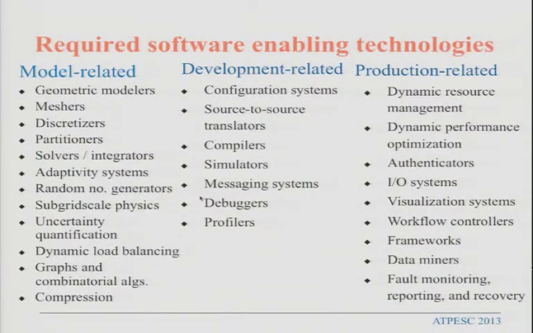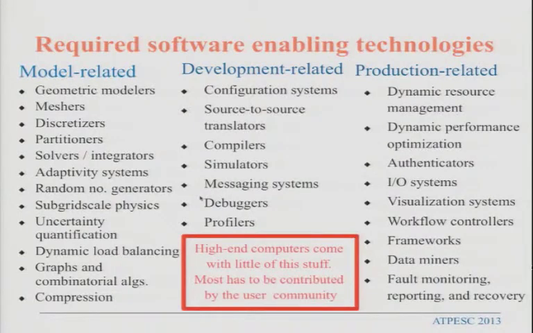Then there's all the development-related software: the source-to-source translators to make us more hardware oblivious, compilers, debuggers, profilers. Then there's the production-related stuff to manage the workflow, to process the outputs, to design the inputs, and so forth. And all of that is needed, but most of it doesn't come with the computer. Most of it comes from your PhD theses and the postdocs at the labs. And most of it is, in fact, contributed, sometimes after the fact.